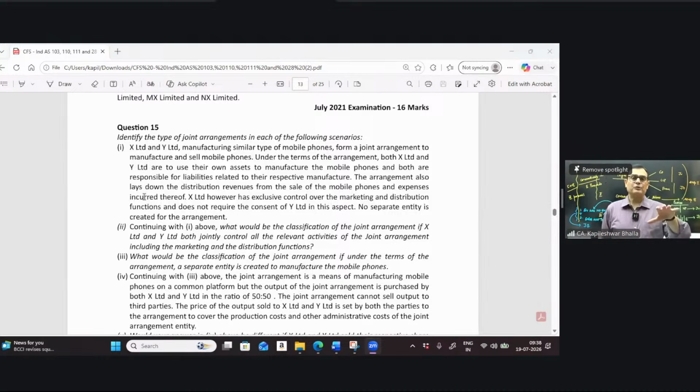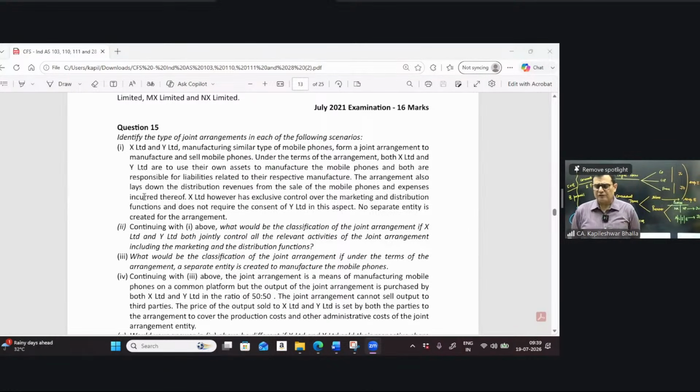So if you go back to the identification of the joint arrangement, when you do not create a separate vehicle, it outrightly becomes a case of a JO. So the point one is JO. Then he says, continuing with one above, what would be the classification of the joint arrangement if X and Y both jointly control all the relevant activities of the joint arrangement, including marketing and distribution function?